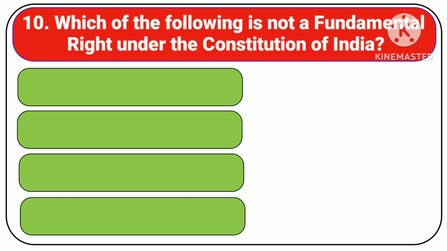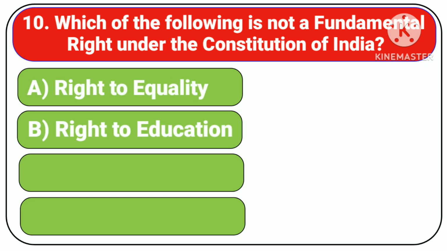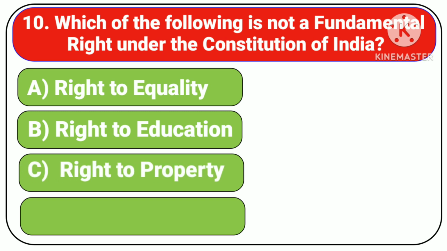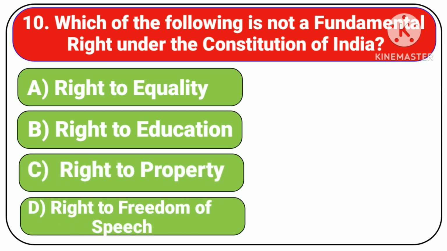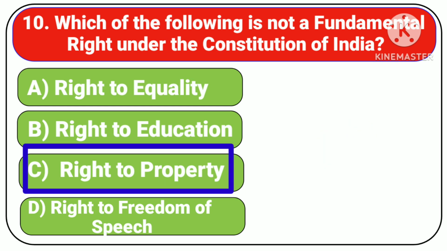Which of the following is not a fundamental right under the Constitution of India? Options: A. Right to equality, B. Right to education, C. Right to property, D. Right to freedom of speech. Correct answer is right to property.